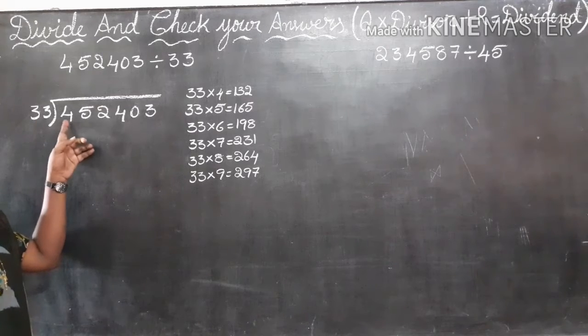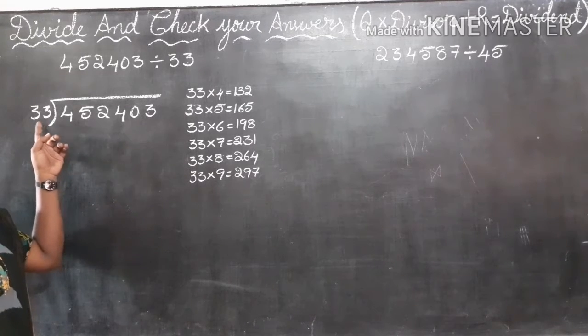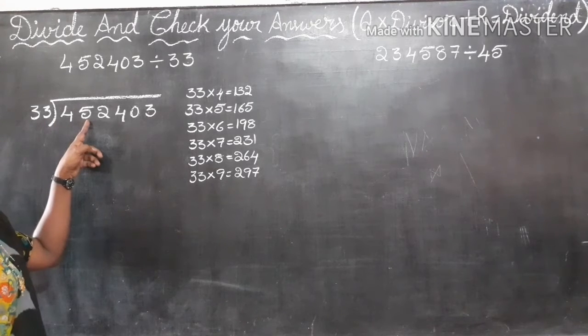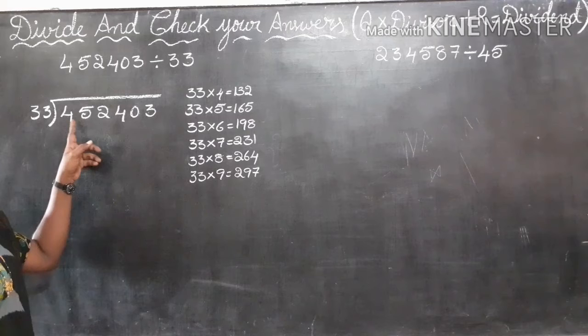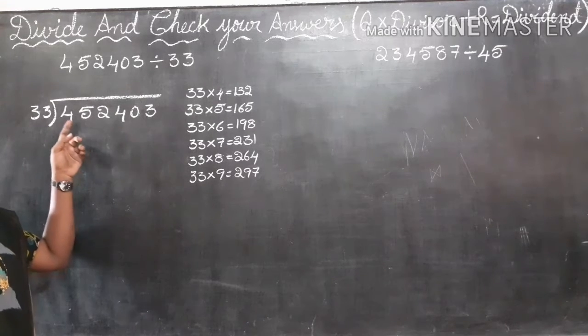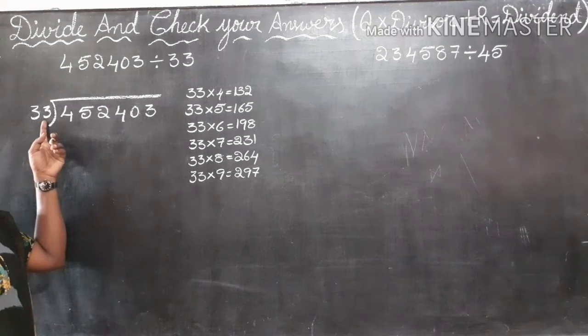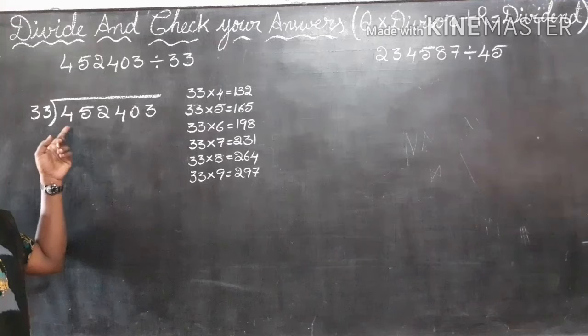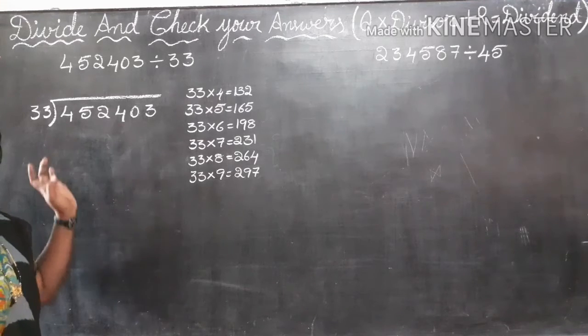Here first number 4. Here 4 is less than the divisor. So we have to take the next number also. Now these two we have to take as dividend. Now 45. Is this 45 less than 33 or more than 33? Yes, this 45 is more than 33. So we can do the division here.